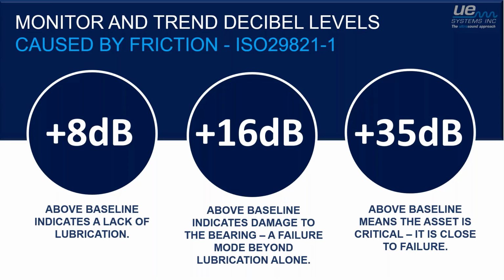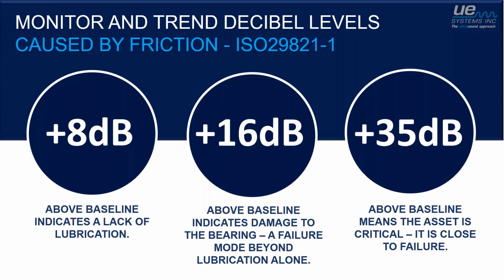So what we see is, when we set that baseline, if we can identify that sweet spot, an 8 decibel increase in friction is the first indication that it needs lubrication. This does not mean you have to go out there and lubricate right away, or that the bearing is going to fail if you don't. It's the first sign that the thin film of lubricant Mark was talking about on those rolling elements is starting to wear, starting to go away. We're seeing a little more friction.